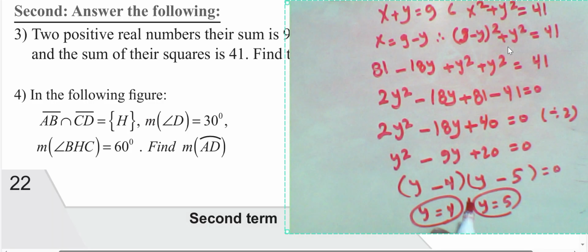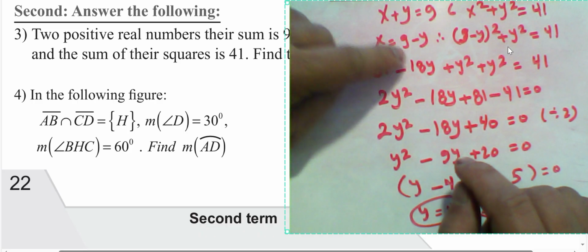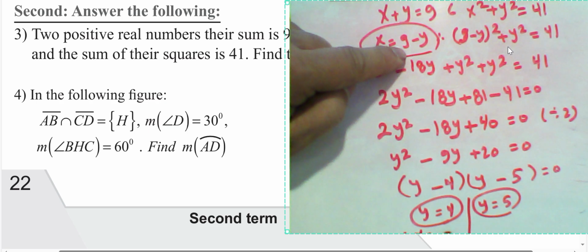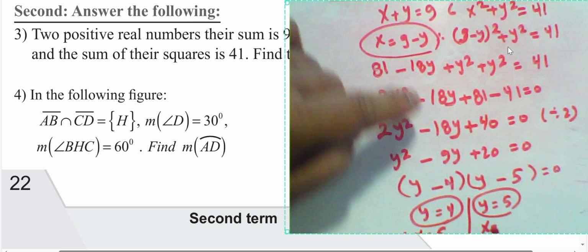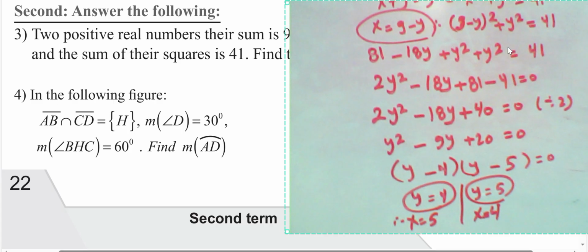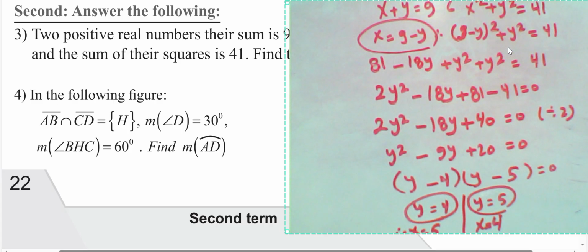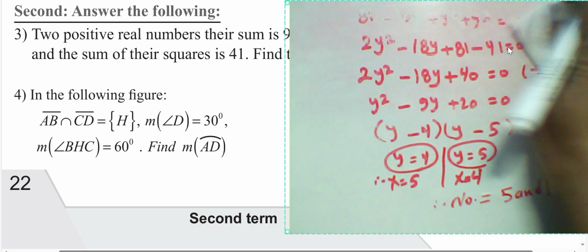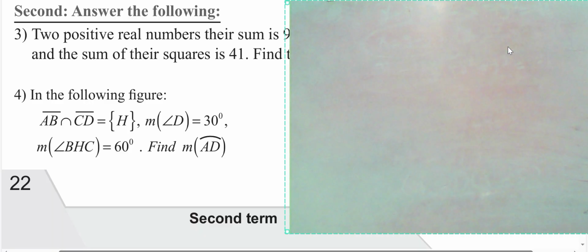If y equals 4, then x will be what? Look here, x equals 9 minus y. x equals 9 minus 4, which is 5, and when we put 5 here, it will be 4. Then we have two solutions, 5 and 4, or 4 and 5. Then the two numbers will be 5 and 4. Next question.